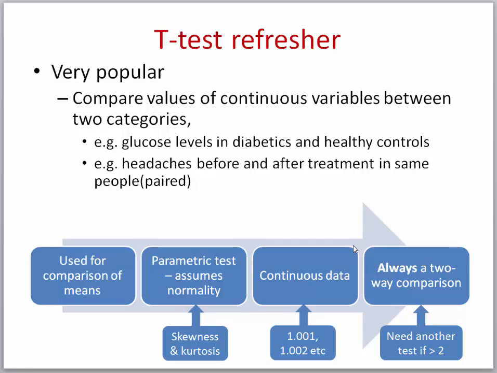They're parametric tests, so they assume normality. Anova is a parametric test as well, so you do need to have some view of normality. A t-test works on continuous data, so height, weight, glucose measurements, anything like that. But the key difference is that a t-test is always a two-way comparison. Anova is more than two-way. Okay, so it's A, B, and C. A t-test is A and B.